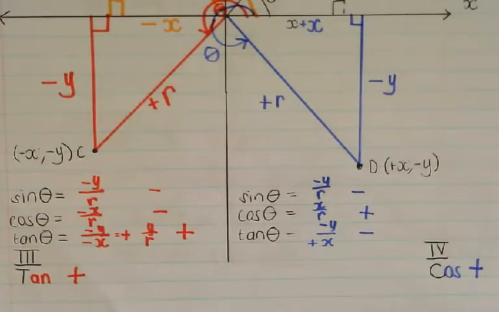So we call this the CAST diagram. C, cos is positive. A, all is positive. S, sine is positive. And T, tan is positive.